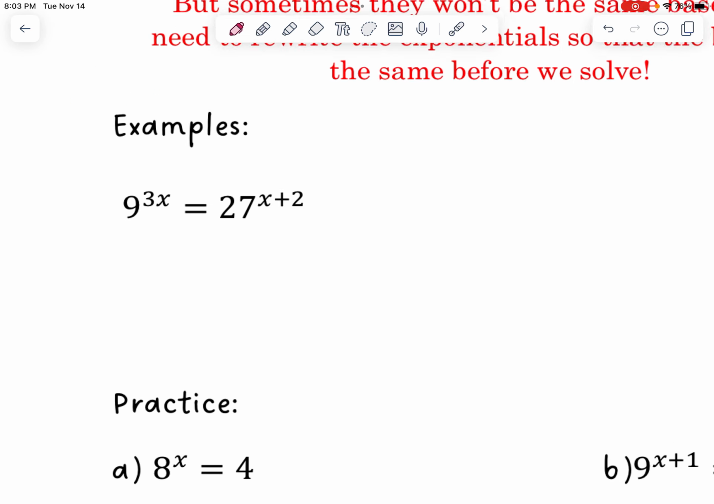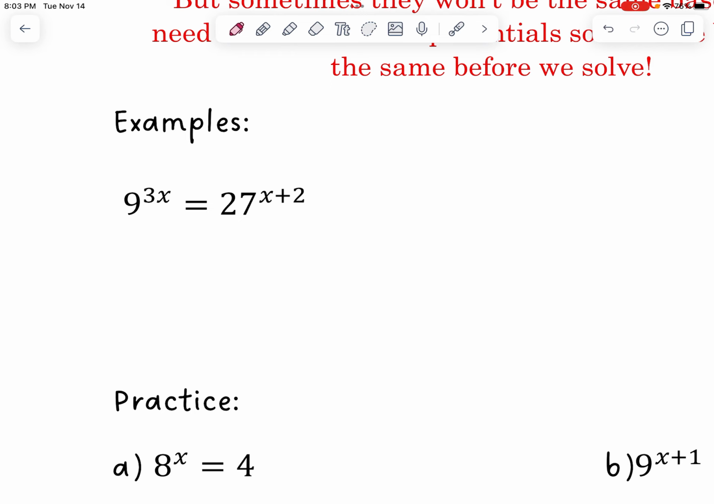So for example, this first one here, I have 9 to the 3x power equals 27 to the x plus 2 power. So my bases are 9 and 27. Well, those are not equal. So we need to rewrite them as some base to an exponent. If you think, okay, 9 squared is 81, so 9 is too big. What's another base that I could rewrite 9 and 27 as?